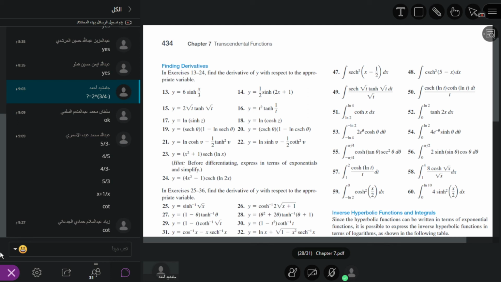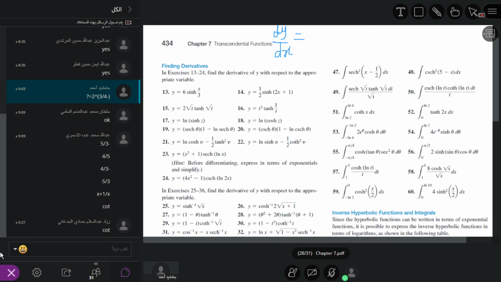Sine hyperbolic inverse tan x. So here, whenever we take, so now we take the derivative dy over dx. Now what is the derivative of sine hyperbolic inverse x?